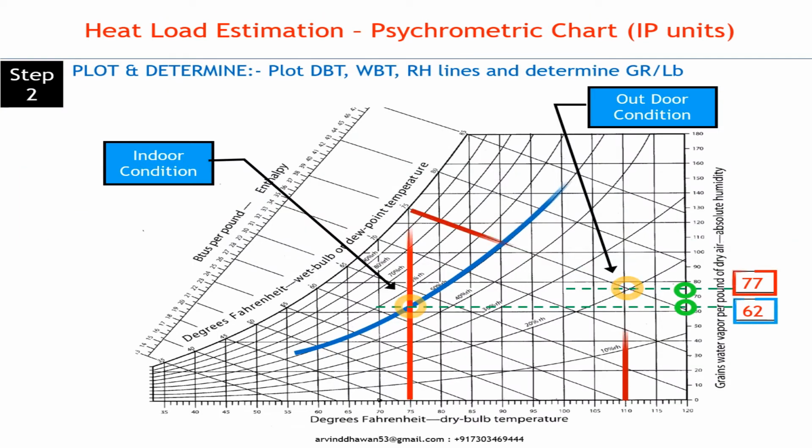Psychrometric chart in IP units. Step 2. Plot and determine. Plot dry bulb temperature, wet bulb temperature, relative humidity lines and determine grains per pound.